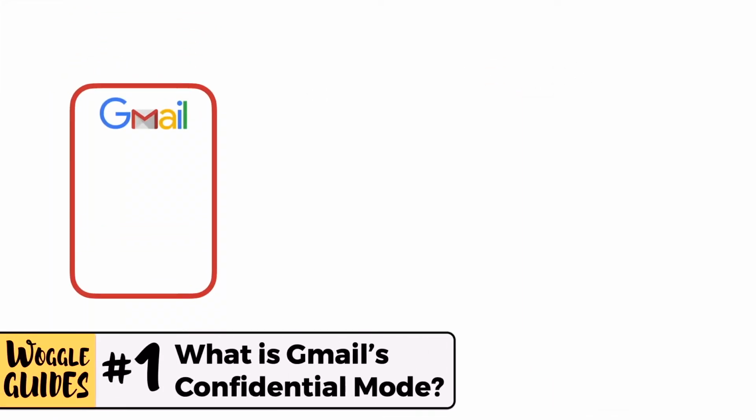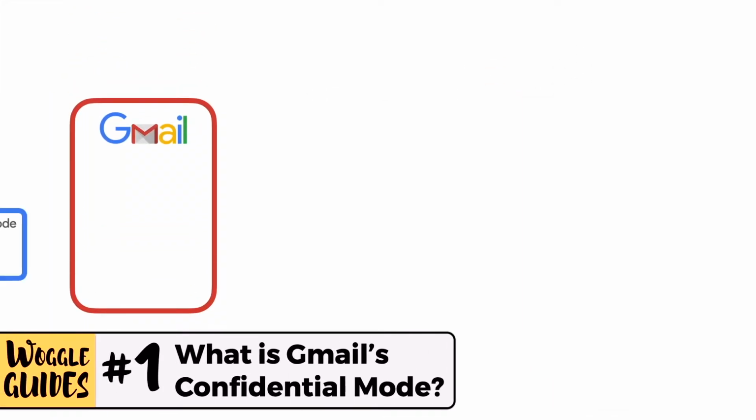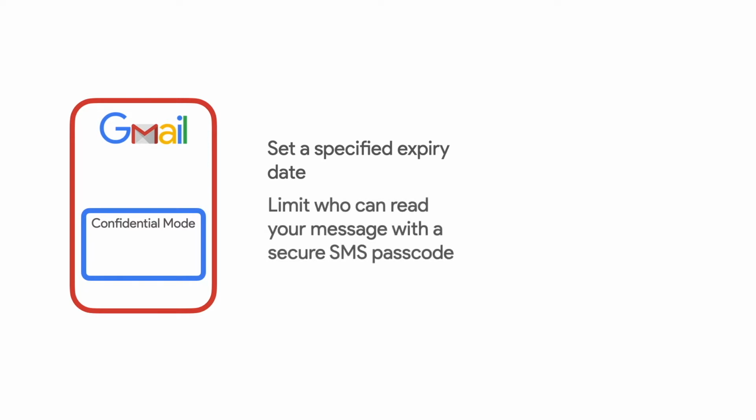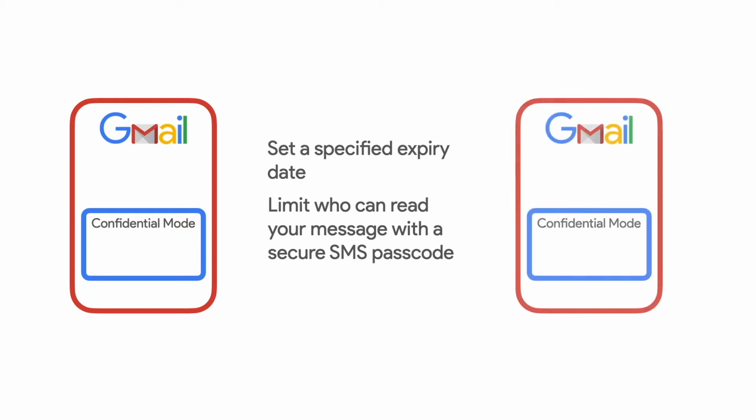In 2019, Gmail introduced a new feature for all users called Confidential Mode. It allows users to send messages with a specified expiry date and provides a number of features such as SMS passcodes, which can limit who can read an email when you send it. When a confidential message is sent from one Gmail user to another, they can be set to expire after a specified period, such as a day, a week, or a month, and can be secured with an SMS passcode.